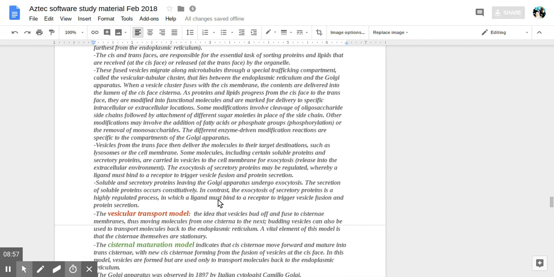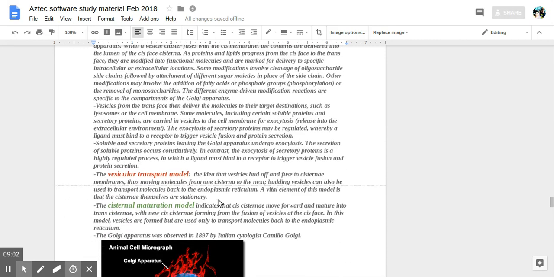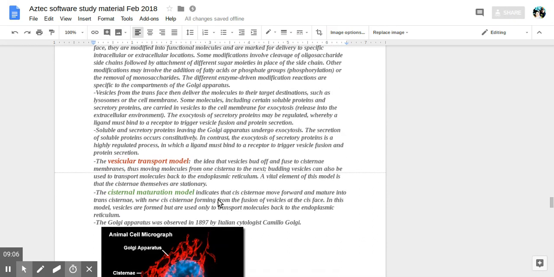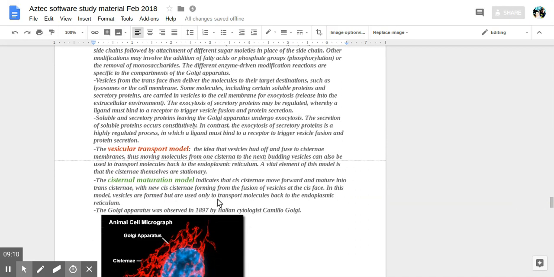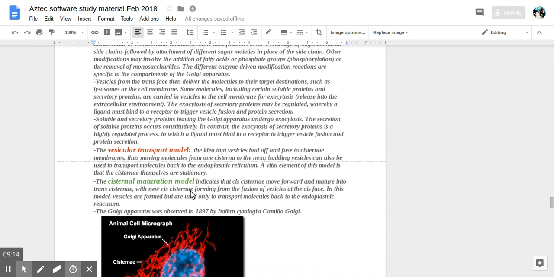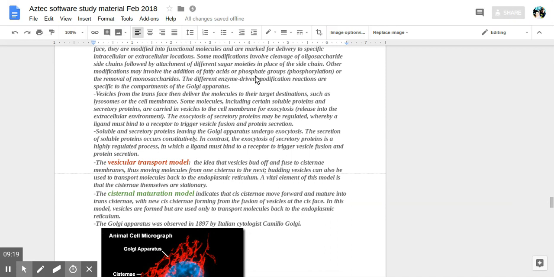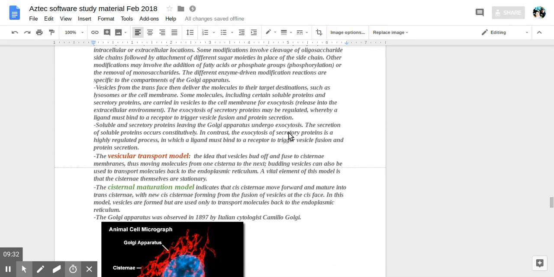Some modifications involve cleavage of oligosaccharide side chains followed by attachment of different sugar moieties in place of the side chain. Other modifications may involve the addition of fatty acids or phosphate groups, called phosphorylation, or removal of monosaccharides. So sugars, various modifications, different carbohydrates may be added or removed, etc. Also, fatty acids or phosphate groups may be added. Vesicles from the trans phase deliver molecules to target destinations like lysosomes or cell membranes.